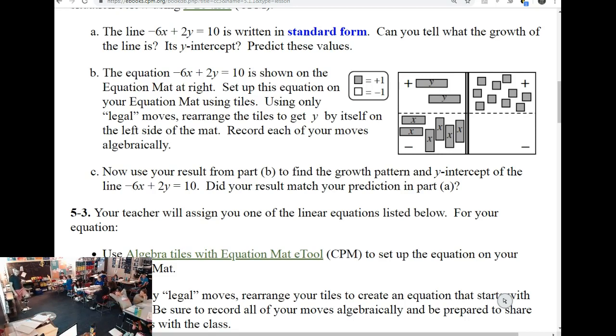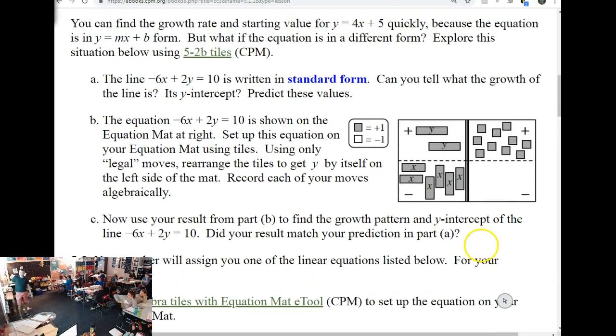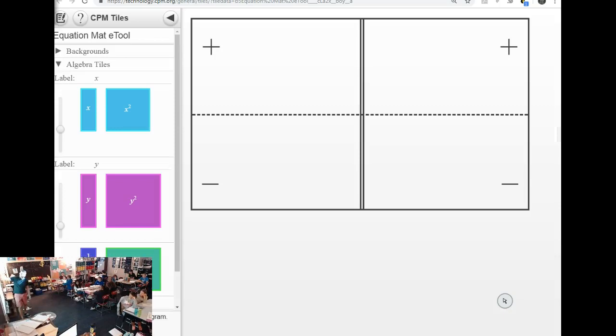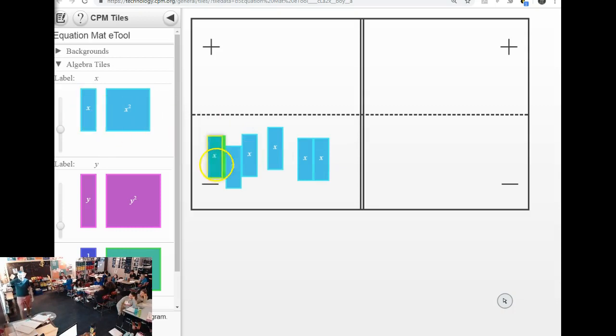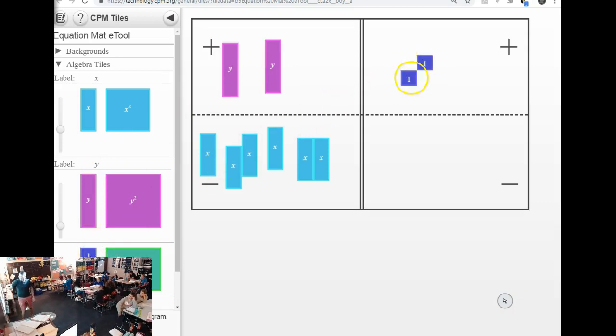Right? If I want to, I don't think this is set up anywhere. So I'm, what was it? Negative 6x's, 2 y's, and 10 ones. These can stack on top of each other, so be careful if you go to do this. Oh, how many is that? 3, 6, 7, 8, 9, and 10.